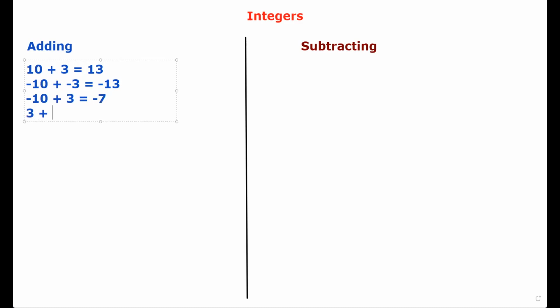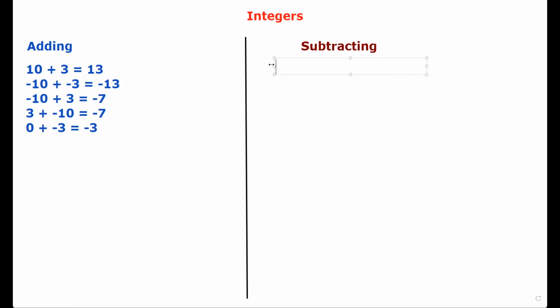Let's say I have 3 plus -10. That's -7, right? If you had $3, your bank took 10, you're in debt. You're in debt -7. 0 plus any number is that number. And those are all the scenarios for addition.